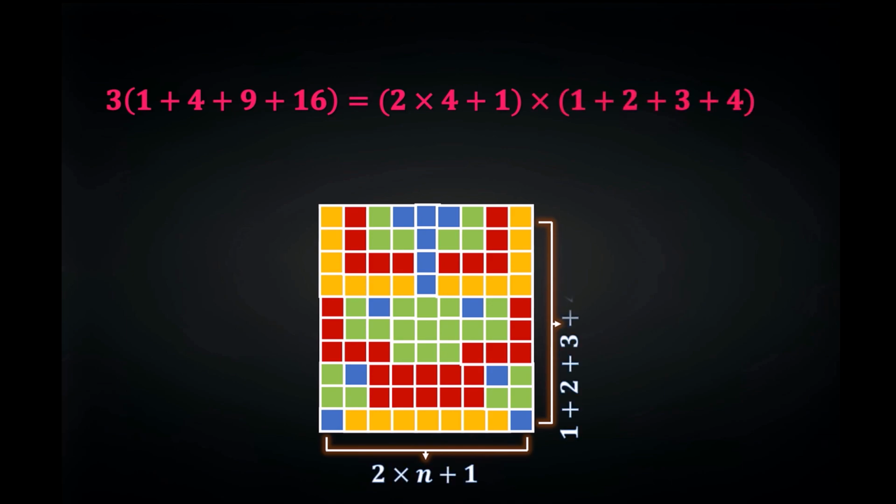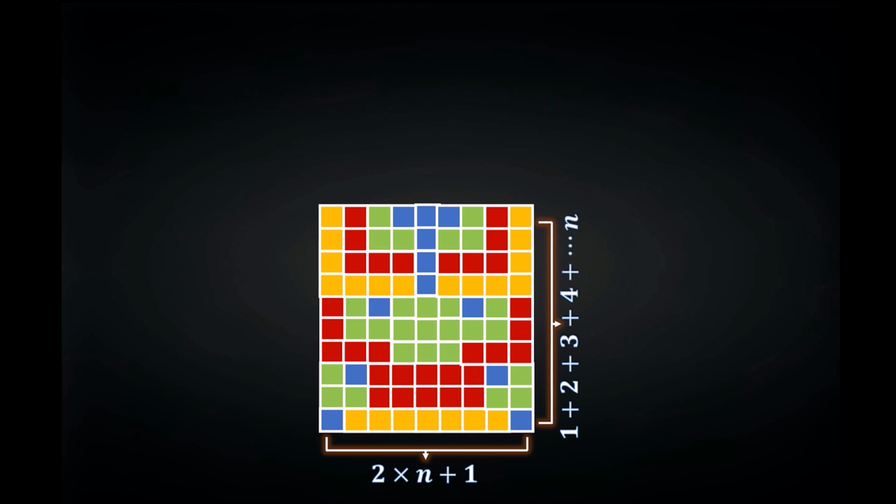If there are n square numbers, then the length will be 2 times n plus 1, and the breadth will extend from 1 to n.